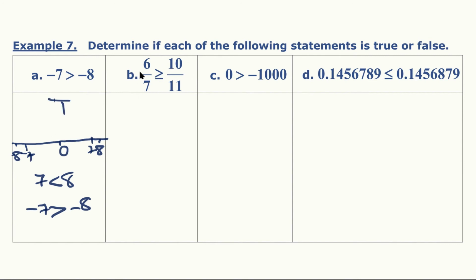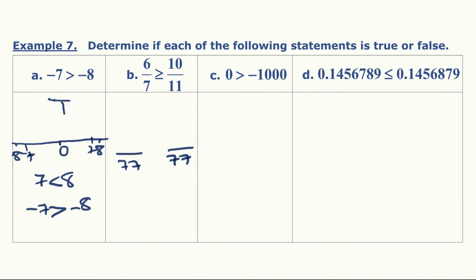How about this relationship? 6/7 is greater than or equal to 10/11. Well, you do not want to make any kind of a judgment about two fractions unless they have the same denominator. So that's what we're going to do first. We're going to go ahead and rewrite those with the same denominator. So we know that the common denominator here is just going to be 77. So I'm going to write both denominators as 77. So of course, to make 77, we have to multiply it by 11.